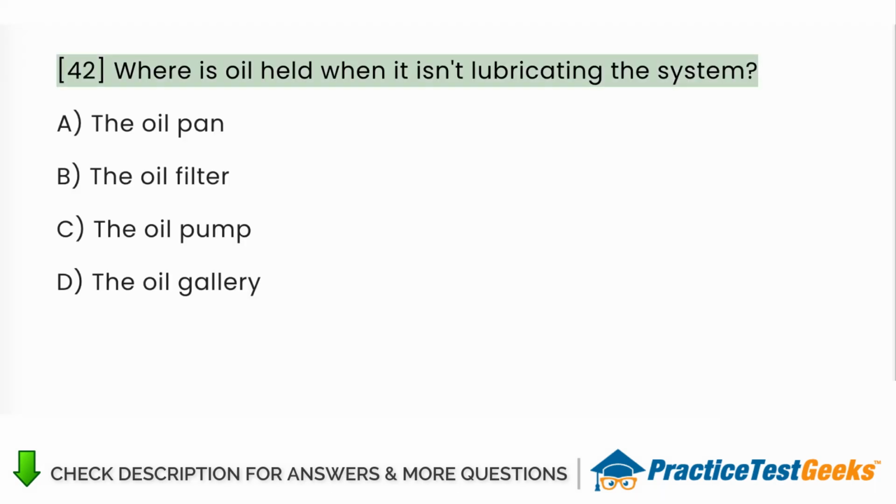Where is oil held when it isn't lubricating the system? A. The oil pan. B. The oil filter. C. The oil pump. D. The oil gallery.